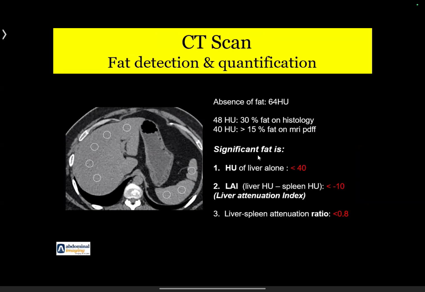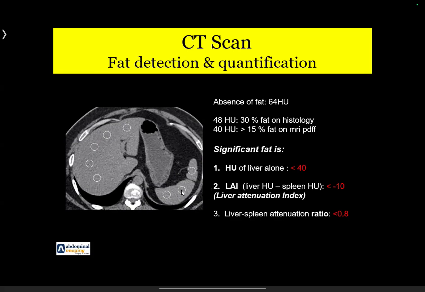An easy and relatively accurate way is to do a limited plain CT scan through the upper abdomen over the entire liver and spleen. And there are different ways to quantify fat on CT. One of the simple ways, you just measure the HU value on the liver. Make sure you don't put the ROI on a vessel. In a normal liver with pathological absence of fat at 120 kV, the HU value is around 64. If you are below, then that is significant fat.